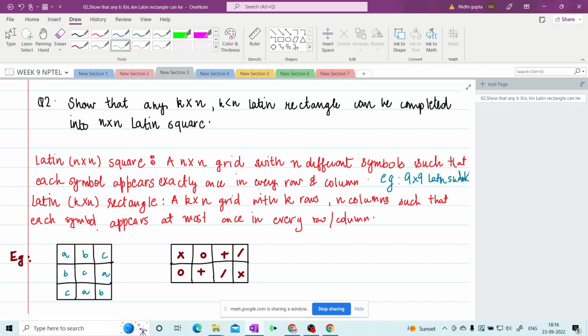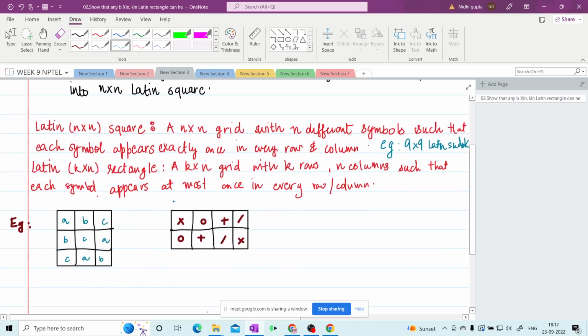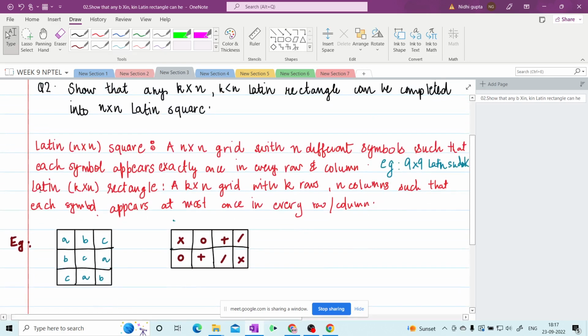And what is a Latin k cross n rectangle? In a Latin k cross n rectangle, we are given k rows, n columns and n symbols. Here also, in each row and each column, a symbol is allowed to appear at most once. We say at most once because if k is less than n, all symbols cannot appear in a single column.